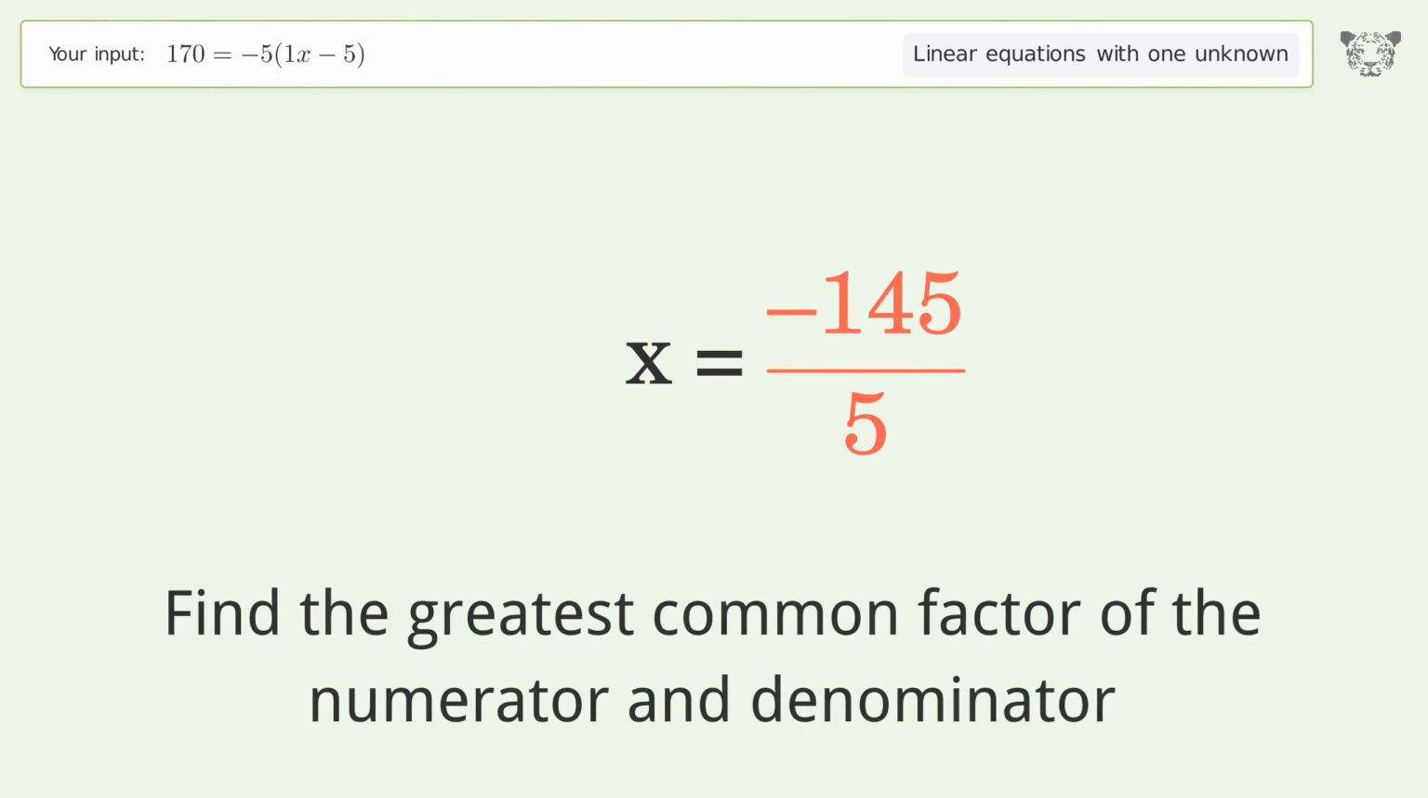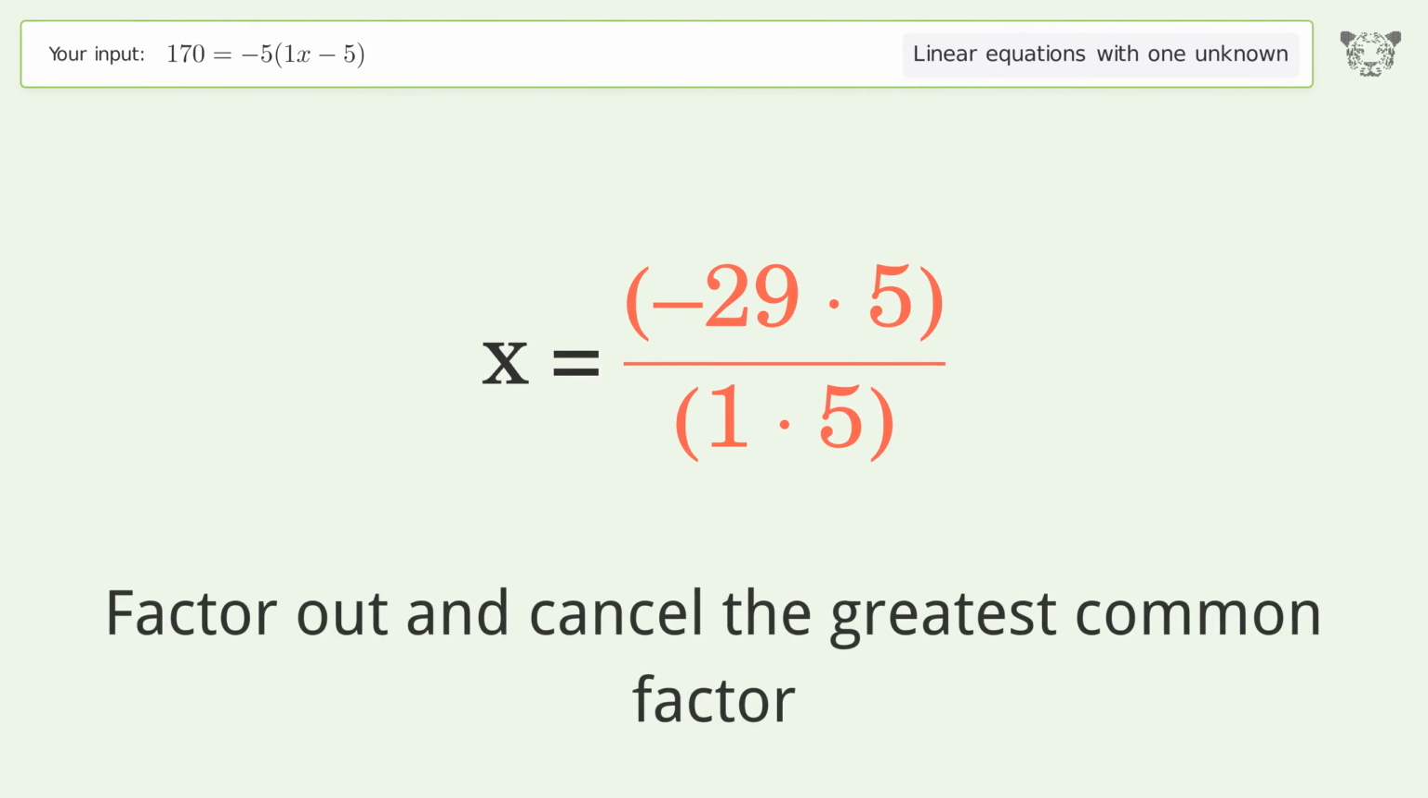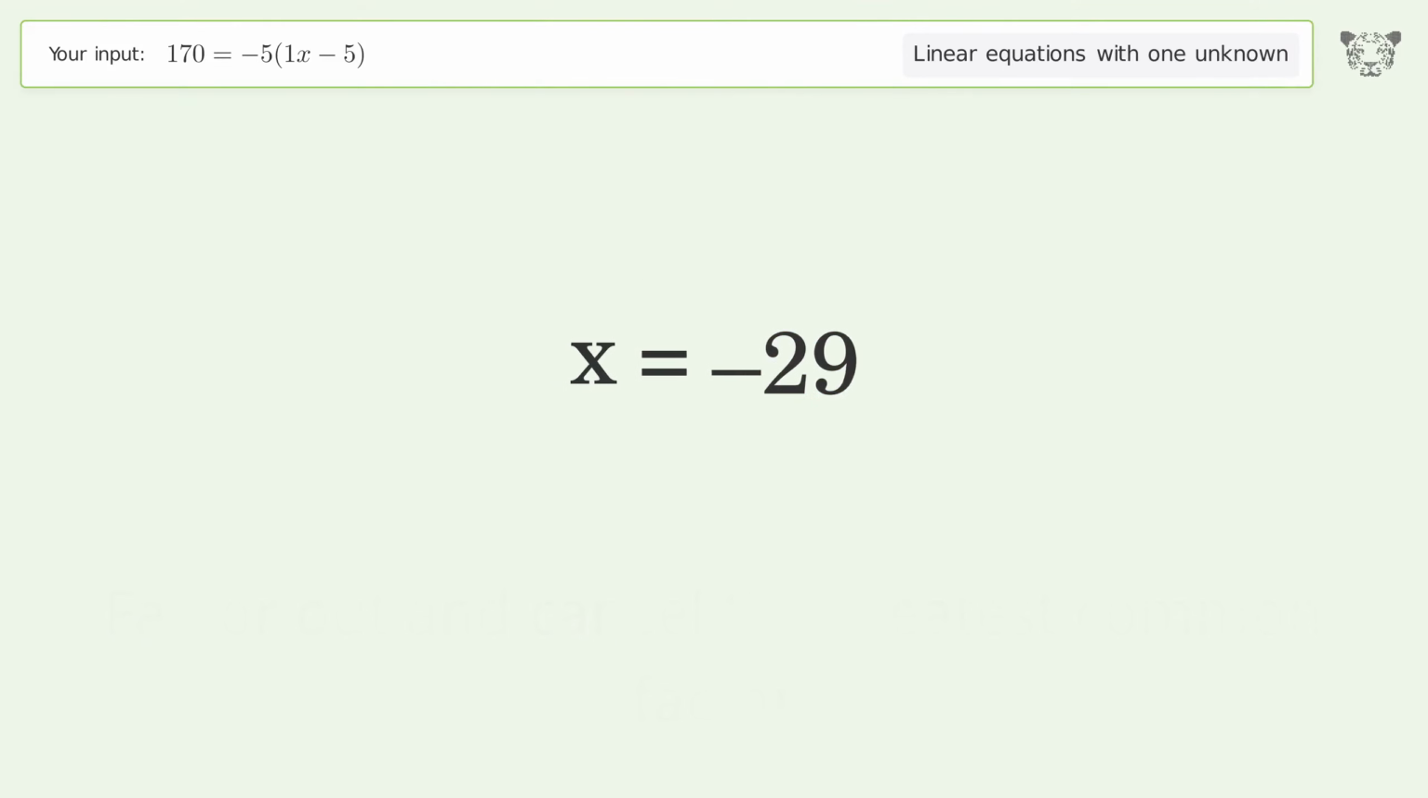Find the greatest common factor of the numerator and denominator. Factor out and cancel the greatest common factor. And so the final result is x = -29.